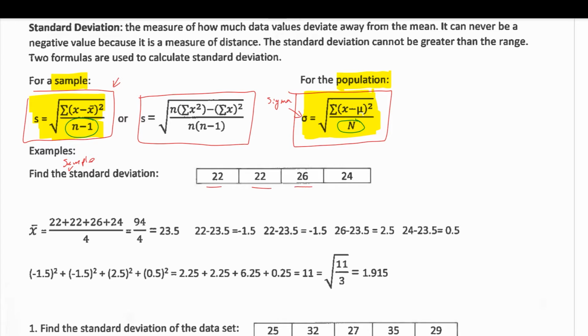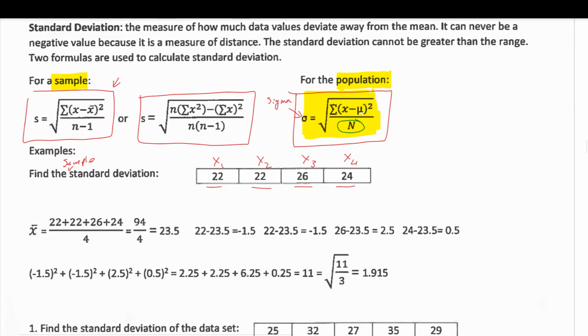Now, what is this formula telling us to do? Well, it's telling us to take each one of these data values. These are your x values, like your x1, x2, x3, x4. The little numbers there are just subscripts here. We're going to take each one of those data values. Let me go ahead and erase this really quick.